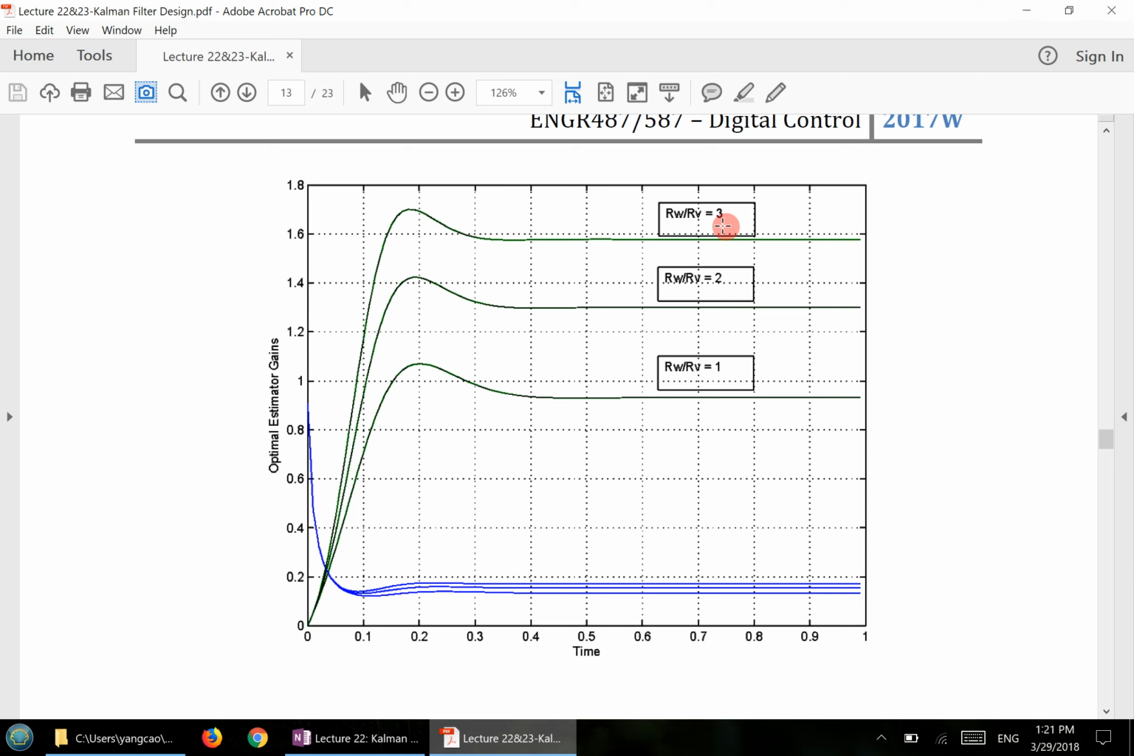Is that good? Or if this number is small, like 0.1 or 0.01, that essentially means the sensor noise tends to have more variance, or bigger noise, than the process noise, right? Okay. So you understand the difference between RW and RV now. Let's go back to the Kalman filter.